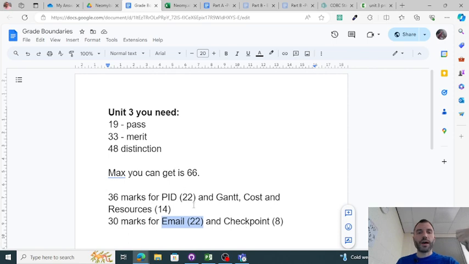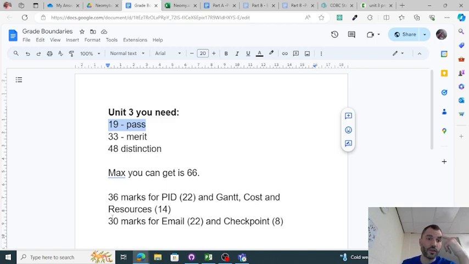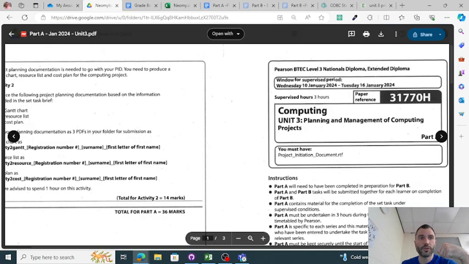So if you didn't do so well on this part, you could pick up the marks on that part to at least get your pass, just 19 marks. But if you did well on that and well on that, then obviously you're going to get into the merit and distinction grades, hopefully. So I put this grade boundaries sheet in the folder. You can find it in the Google Drive.